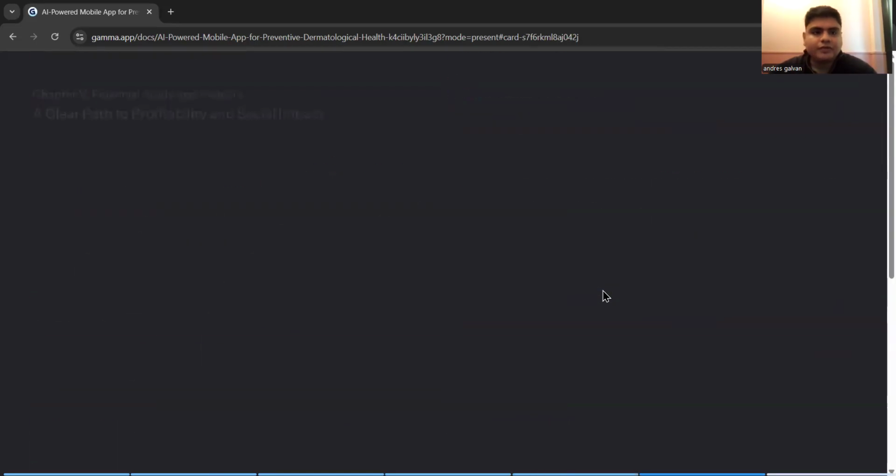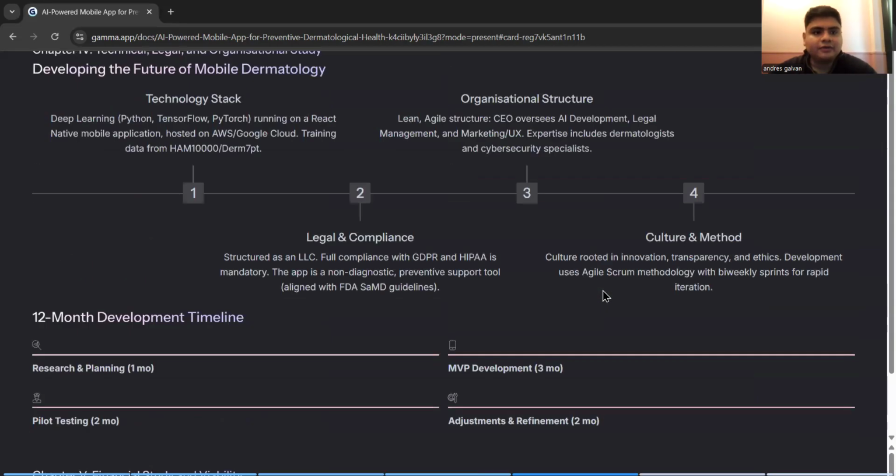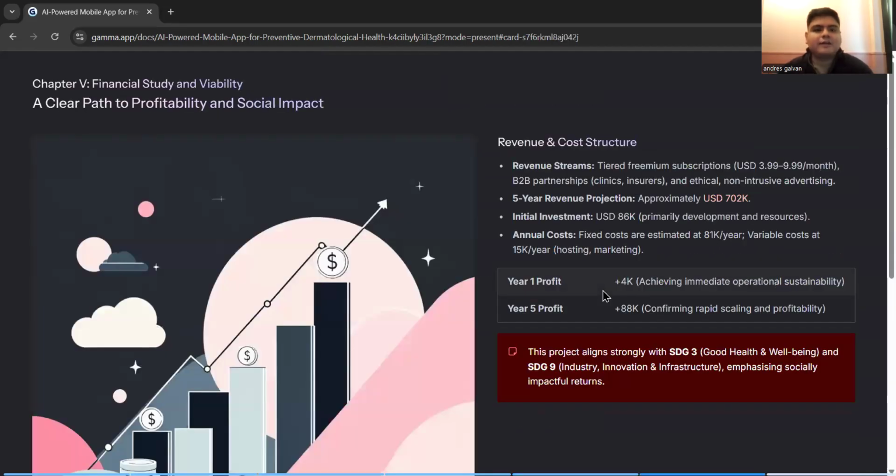So, moving to the last part, our financial study, on viability, we are trying to make a clear path to being profitable with social impact. There is also a cost structure that we are trying to tie with premium subscriptions.